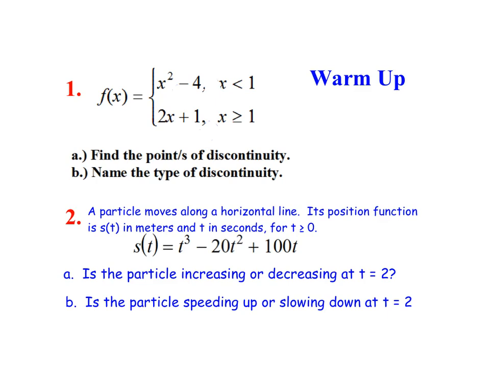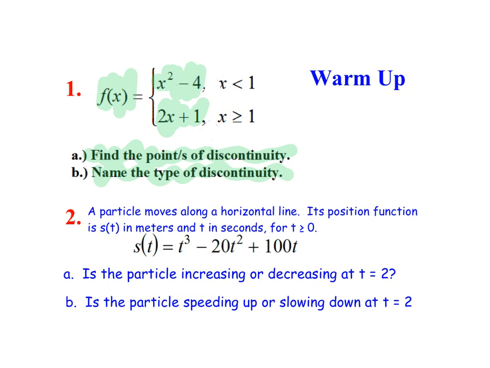Warm-up, number one. So we have a piecewise function. Oh, highlight. There we go. We have a piecewise function: for x less than 1, we have this, and then for x at 1 and greater than 1, we have this function. Find the points of discontinuity and name the type of discontinuity.